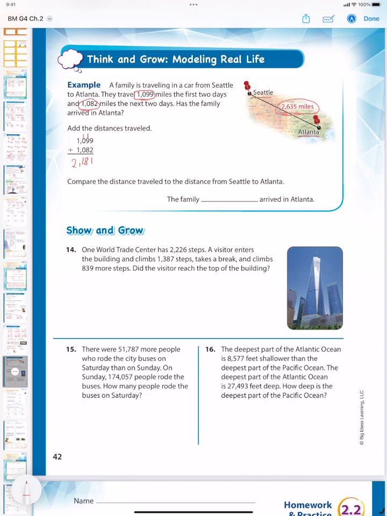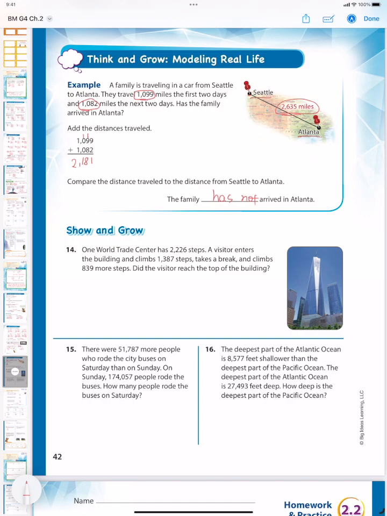So they reached or arrived in Atlanta. The family has not arrived in Atlanta, right? They need to drive about, I'm saying about, right? Estimate, it's not exact, but about 500 more miles, right? Reasonable, right? Okay, now show and grow. 3 more questions to go for today.